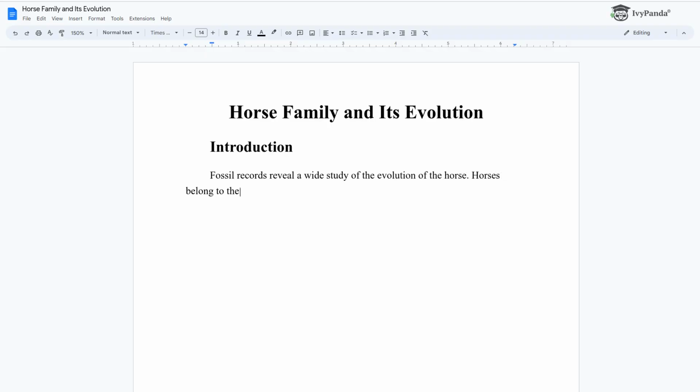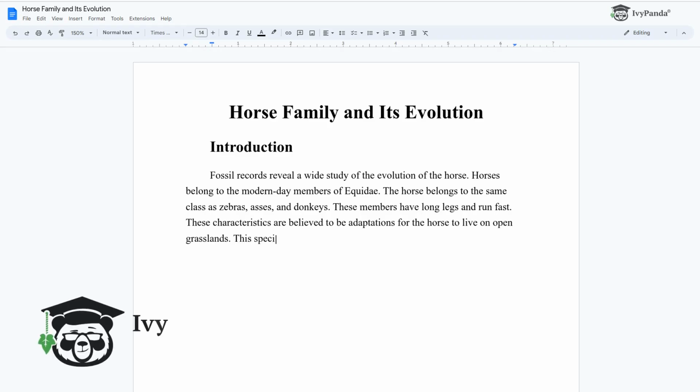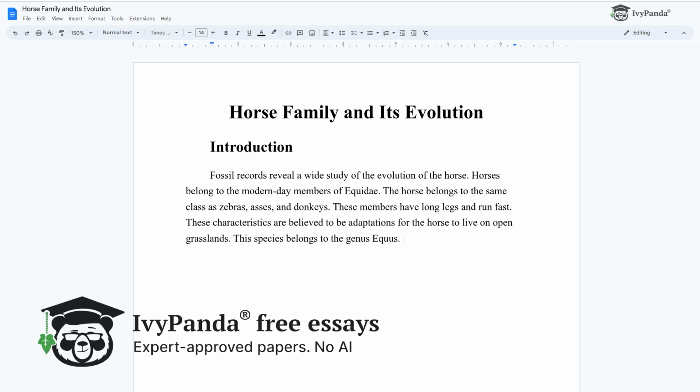Horses belong to the modern-day members of equids. The horse belongs to the same family as zebras, asses, and donkeys. These members have long legs and run fast. These characteristics are believed to be adaptations for the horse to live on open grasslands. This species belongs to the genus Equus.